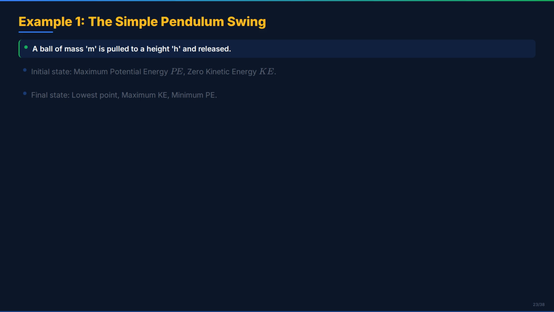At the bottom of its arc, the height is 0, our reference point, meaning PE is 0, and all the initial potential energy has been converted into maximum speed. This conversion is the core principle of energy transfer, making the pendulum a perfect example of energy conservation in action. We can calculate the energy at any point using simple trigonometry and the conservation equation.